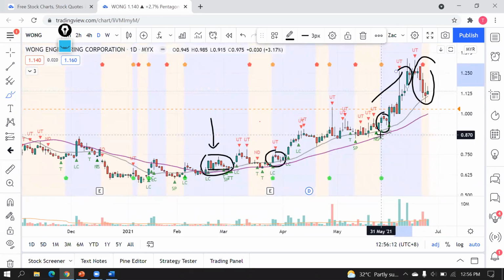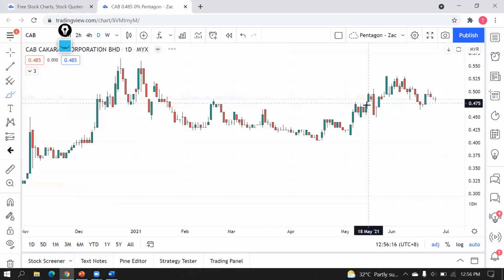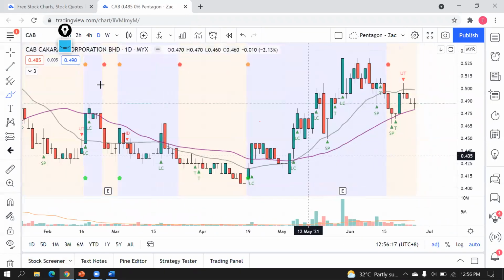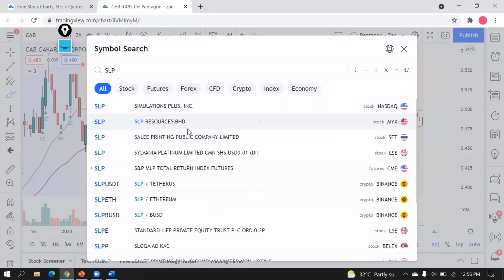Sorry, what's the stock I mentioned just now? CAB. I think CAB also has one. CAB is somewhere around here, the first one. Oh, SLP. I think it's SLP.